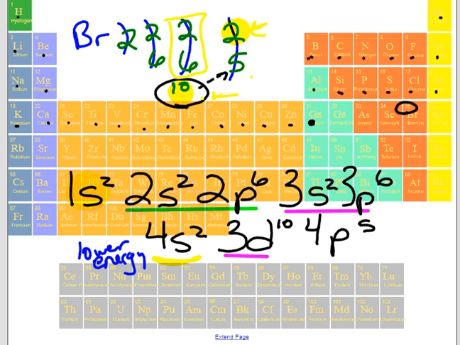So the nice thing about an electron configuration is that we can see the energy associated with each electron. The lowest energy are the first ones that we would do. The highest energy is the last one. So the lowest energy electron was the 1s for 2, and our highest energy electrons were the 5 in the 4p sublevel.